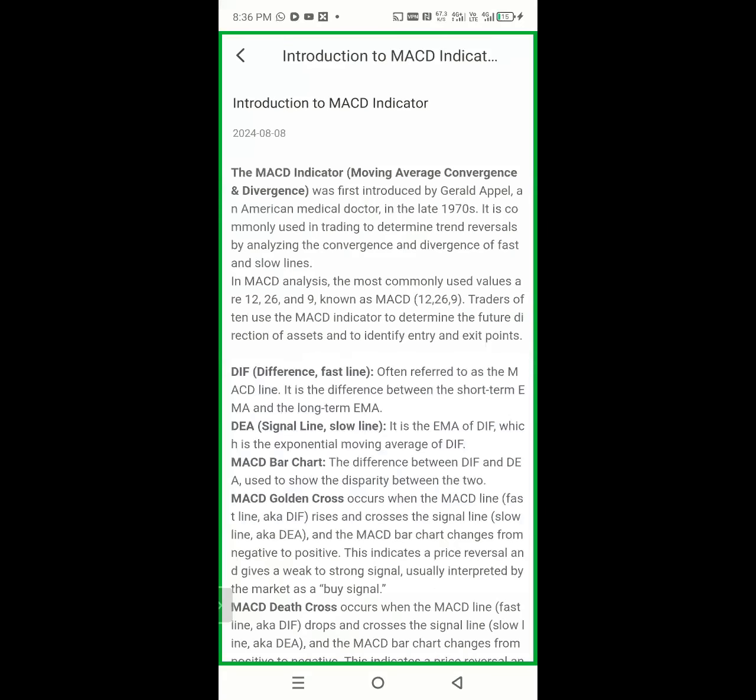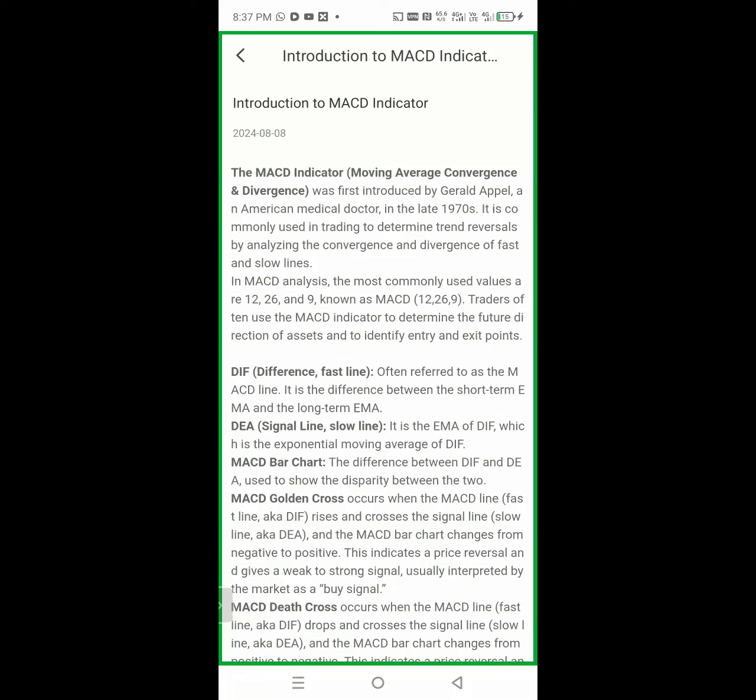For moving average convergence divergence. It was first introduced by Gerard Appel, an American medical doctor in the late 1970s. It is commonly used in trading to determine trend reversals by analyzing the convergence and the divergence of fast and slow lines. In MACD analysis, the most commonly used values are MACD 12, 26, and 9, known as MACD 12, 26, and 9.